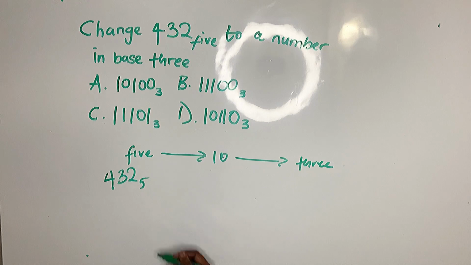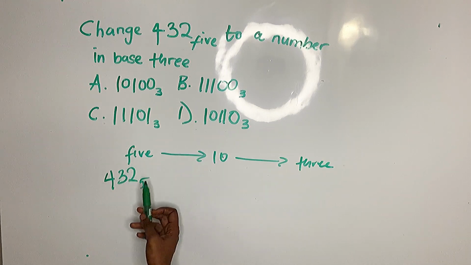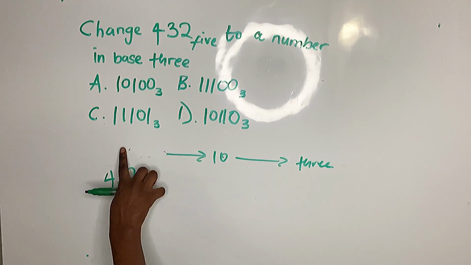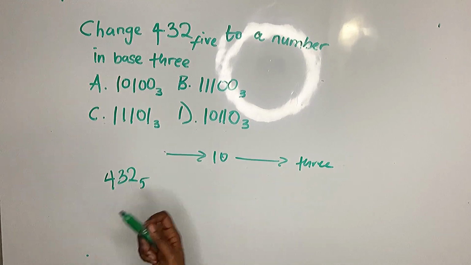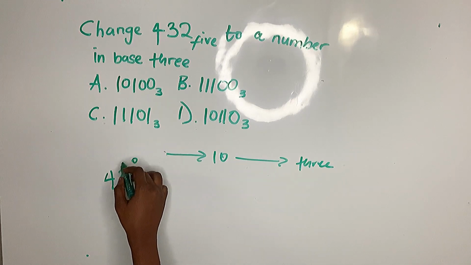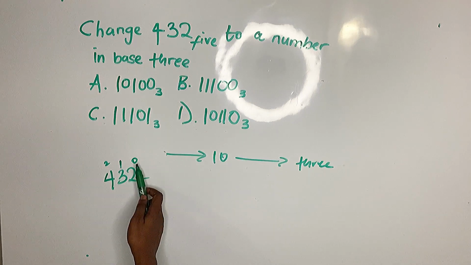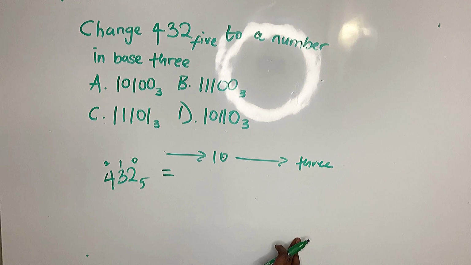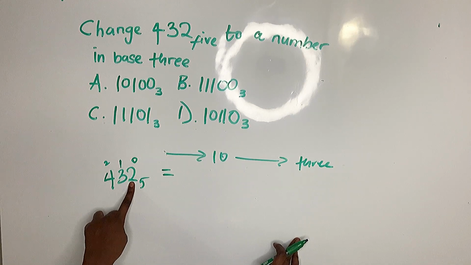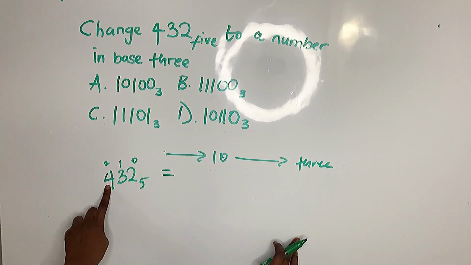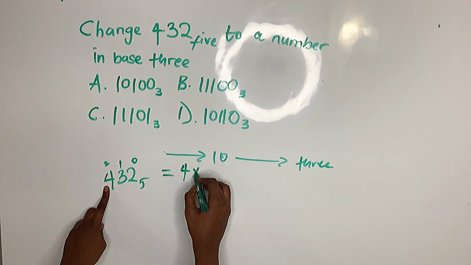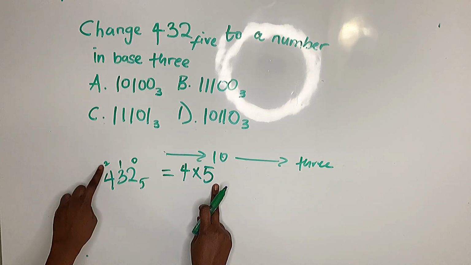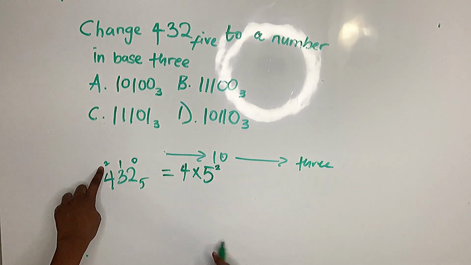To convert to base 10, we're going to first count these numbers. I have three numbers here, but instead of counting from 1, I'll count from 0. So we have 0, 1, 2. I'm just going to put those counts on top of the numbers like this. Now, to convert to base 10, we pick the first number, which is 4, multiply it by the base, which is 5, and raise that base to the power of the count we put above the number.